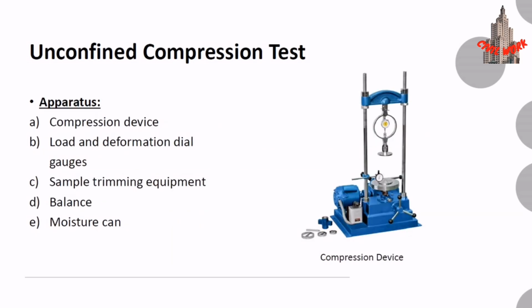Here we have the apparatus. First thing we have is the compression device. Here we have the compression device, load and deformation dial gauges. Here is the load gauge. Here we have the deformation gauge. Sample trimming equipment, which is used to make a sample in this mold. Here we have a balance and a moisture can, which is used to find the moisture content of the soil.